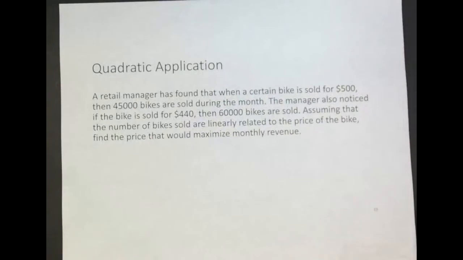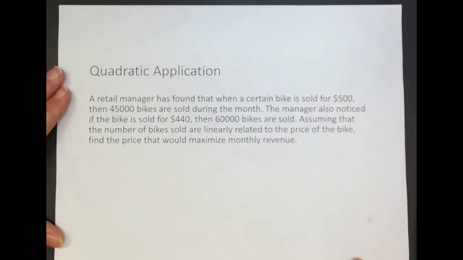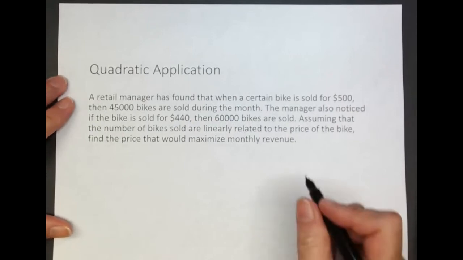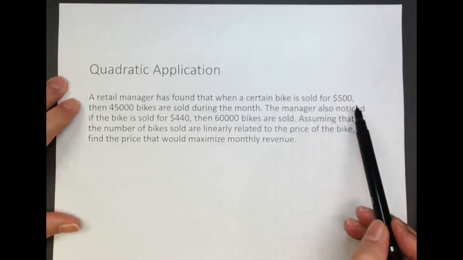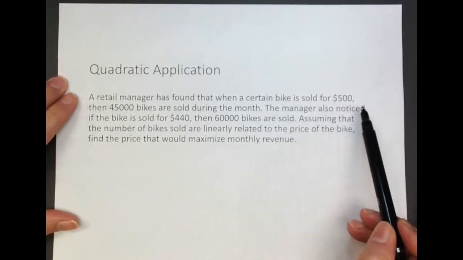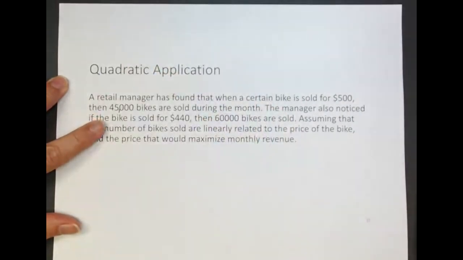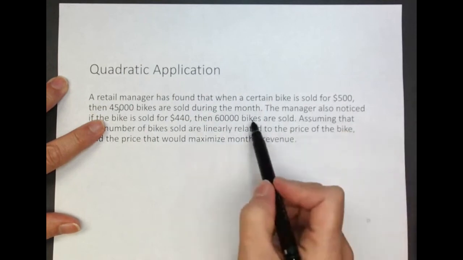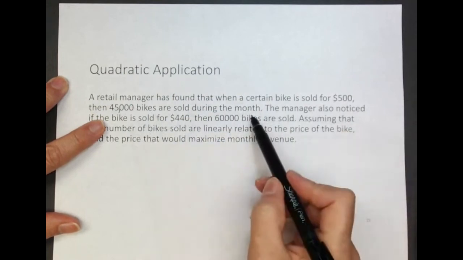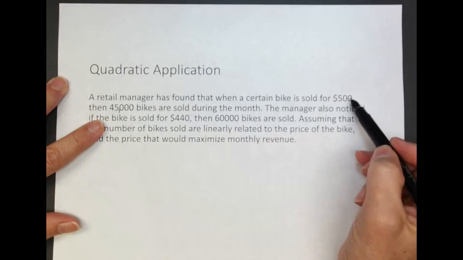All right, let's go one more thing. One more application, just one more. Here we have a retail manager, right? This person has found that when a certain bike is sold for $500, 45,000 bikes are sold. It's probably nationwide, right? In one month, during the month. Okay, 45,000 bikes in one month when the price is $500.